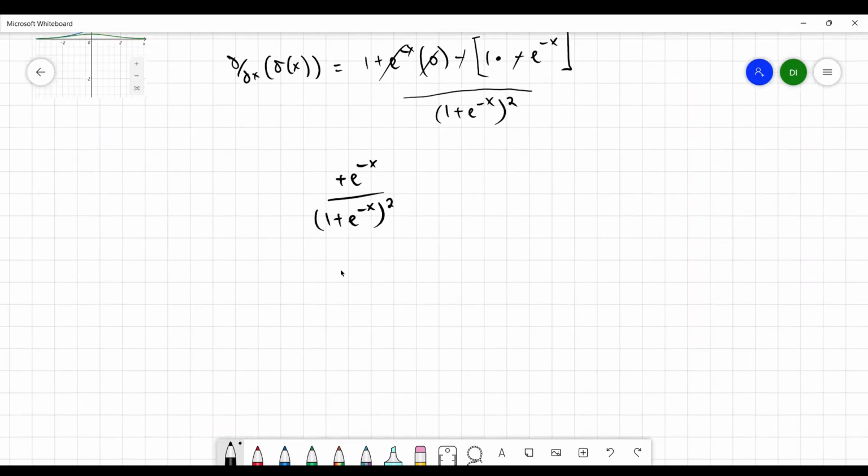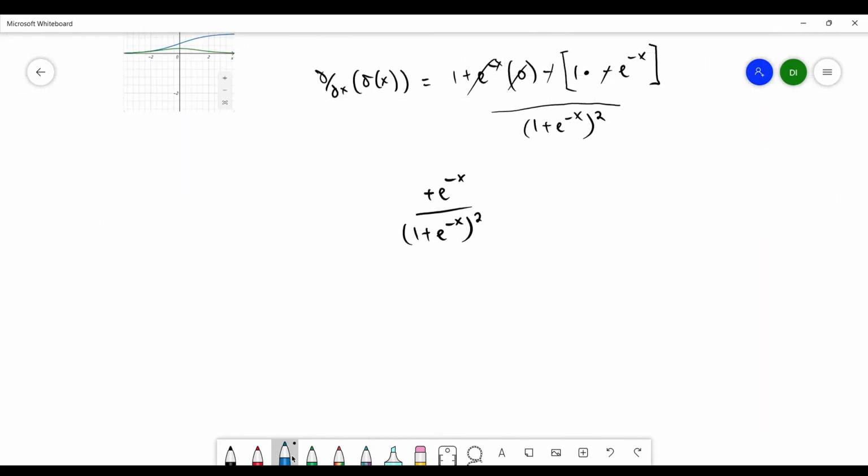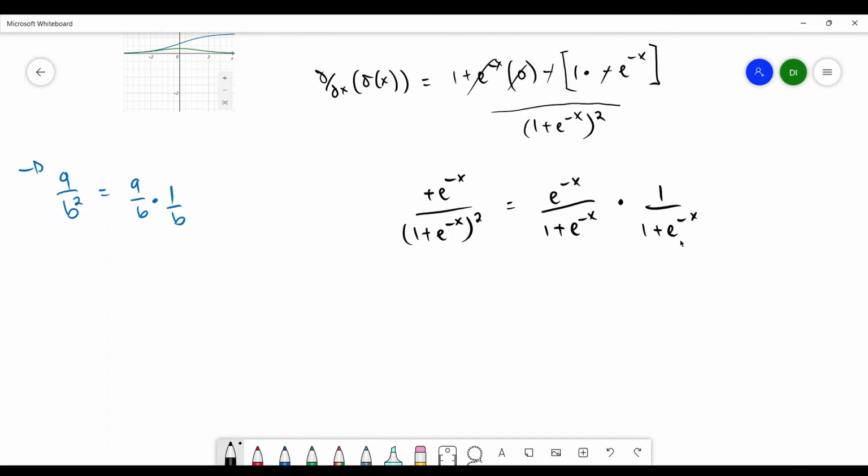All right, enough. So we're gonna use a couple of tricks. Well, I don't like to call them tricks. They're just really handy rules to help us get to what we want. The first rule is when we have a over b squared, we can work it out to be a over b times 1 over b. It's the same thing. And so we're going to do the same thing over here. We're going to say that this is the same thing as e to the negative x over 1 plus e to the negative x multiplied by 1 over 1 plus e to the negative x.